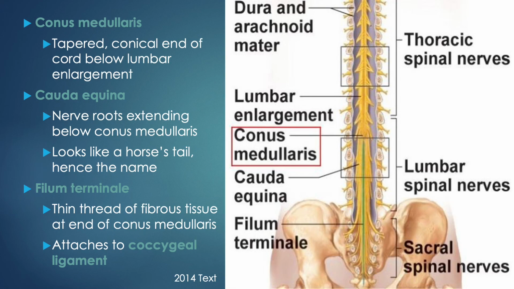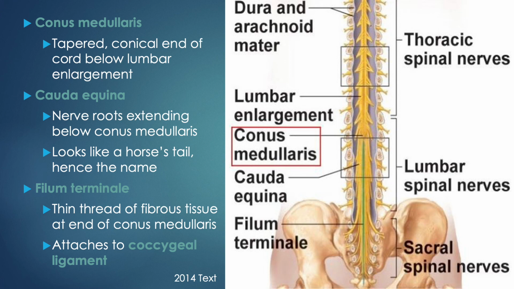So let's look at some structures at the very bottom, at the most inferior aspect of the spinal cord. So first we have the conus medullaris, and this is a conical, hence the word conus, area of the cord that is just below the lumbar enlargement. You'll see in the image on the right that it's boxed in red, so you can see where the conus medullaris is. It looks like a little inverted triangle pointing down.